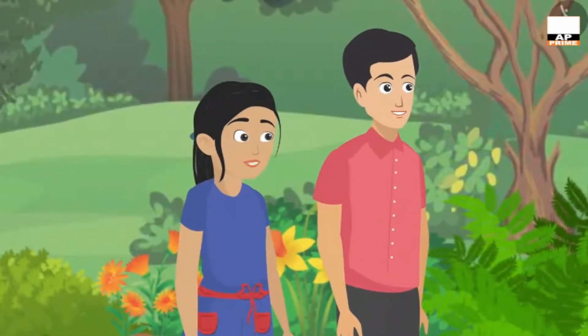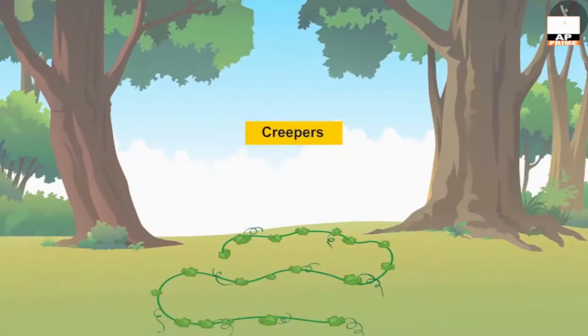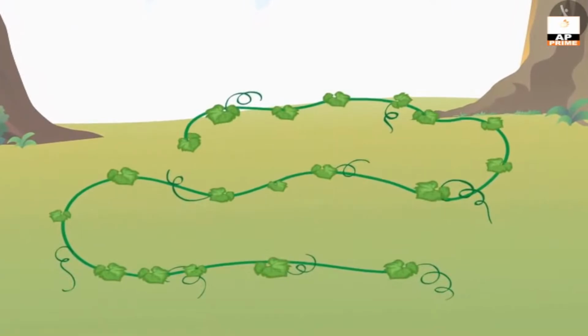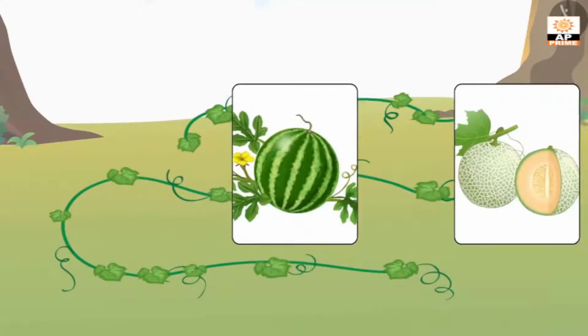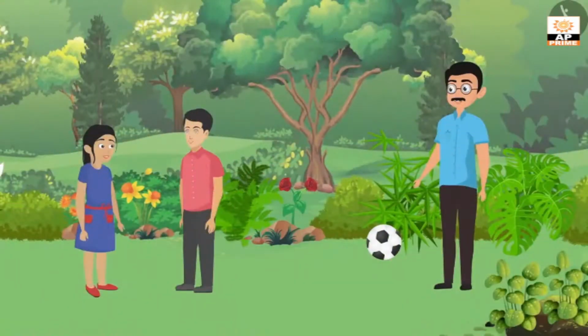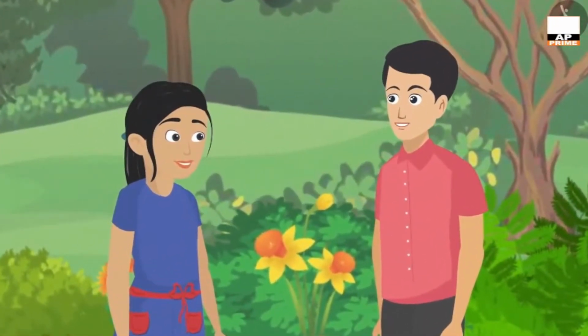On one hand, there are redwood trees and on the other hand, we have creepers which don't even get up from the ground. The stems of creepers are too soft, which is why they spread here and there on the earth. Watermelon, muskmelon, and pumpkin are examples of creepers. My mouth is watering on hearing about watermelon, muskmelon and mango, etc.